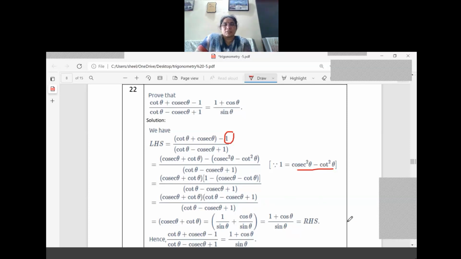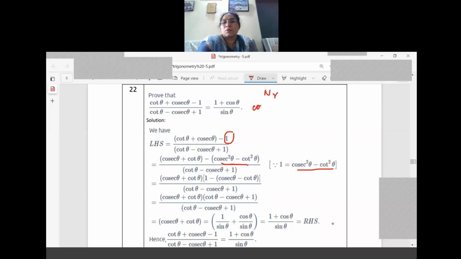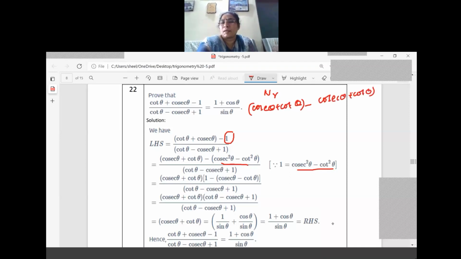Now what is the next change? We can go for a square minus b square also, but here they have taken cosec theta plus cot theta as common. How are we getting that cosec theta plus cot theta is common? Because this part is a square minus b square only. So I'll write in the numerator only, nothing else. What is the first bracket? Cosec theta plus cot theta, minus cosec theta plus cot theta, times again cosec theta minus cot theta, right?